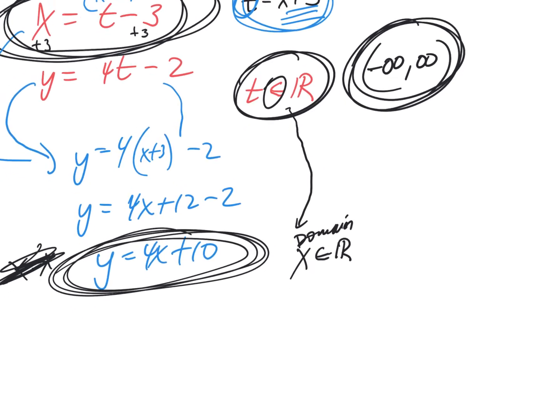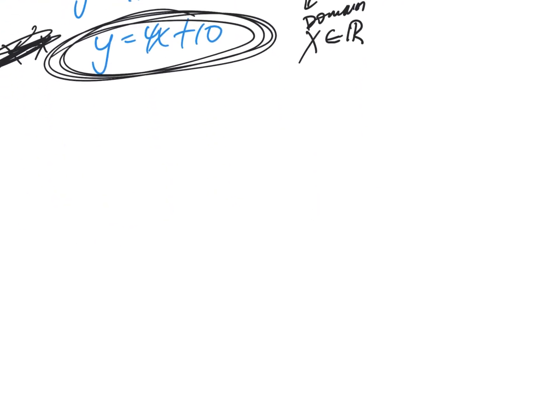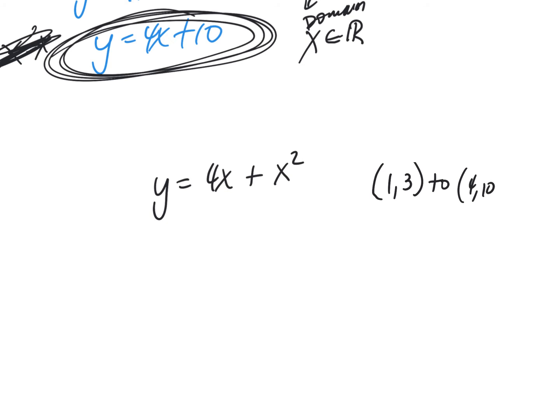All right. Now let's step it up a notch. What if it says y equals 4x plus x squared, and we're going from 1 comma 3 to 4 comma 10. Wait, I'm wrong. It can't be 1 comma 3. It'd be 1 comma. Well, how about you guys tell me?